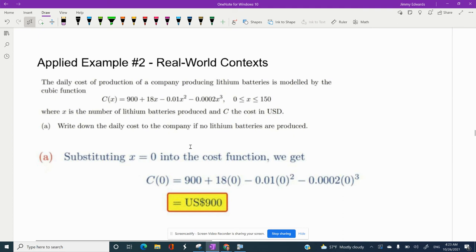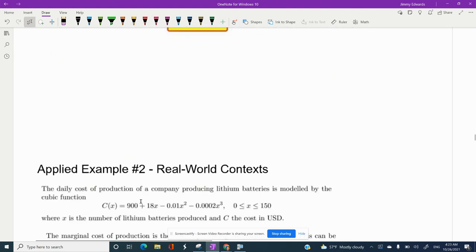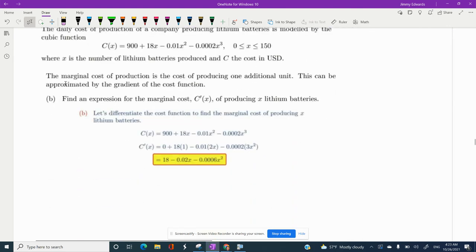Not a good day. So substituting 0 into the cost function, here's what your costs were. You apparently still have some cost, even if you don't produce any batteries, because maybe you have some fixed costs like the electricity bill, and you have to pay people salaries and everything like that. So not producing any batteries, just put 0 in for everything, and we get $900. Okay. And then in part B, the marginal cost of production is the cost of producing one additional unit.